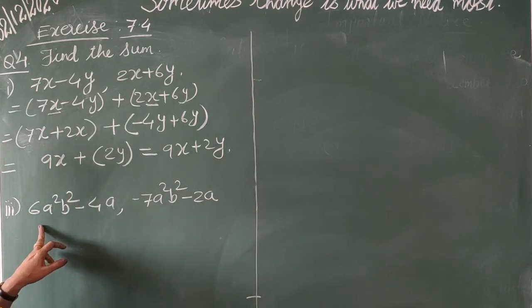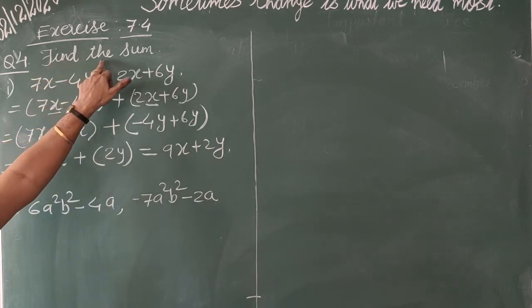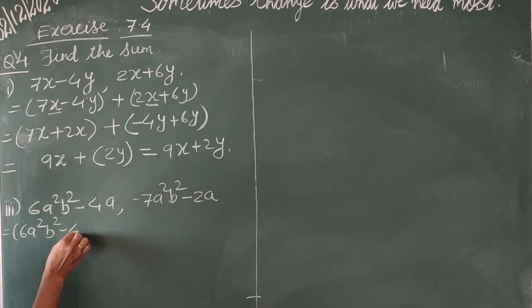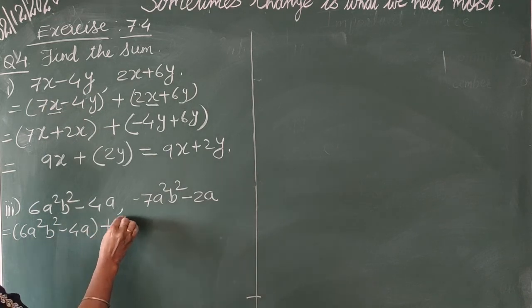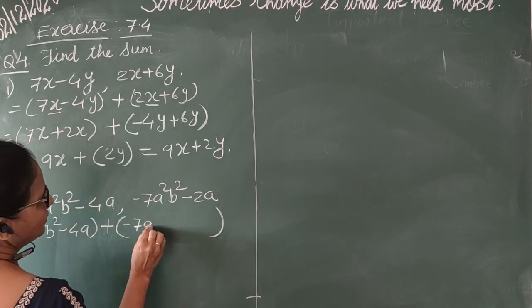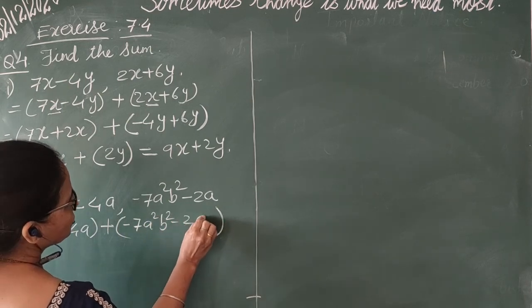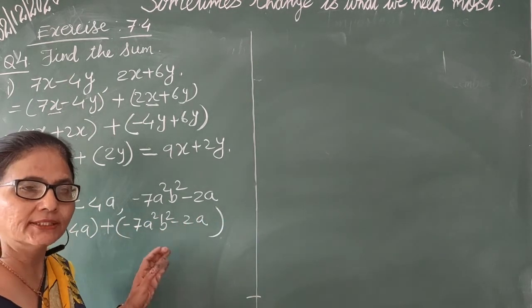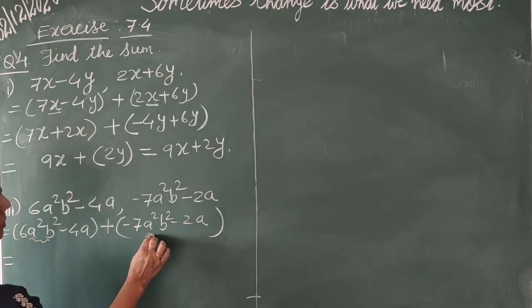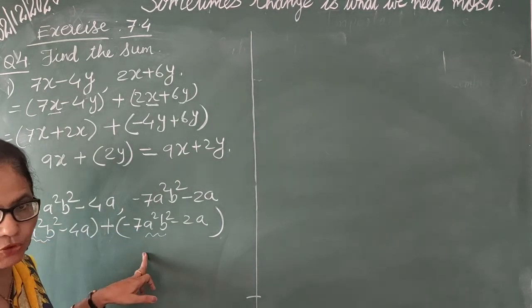Again, according to the heading, find the sum. So you have to add. So again, take bracket in both the expressions and write here plus sign according to the heading. Now children, collect the like terms. You know a square b square. Here also a square b square. This is one pair of like terms.